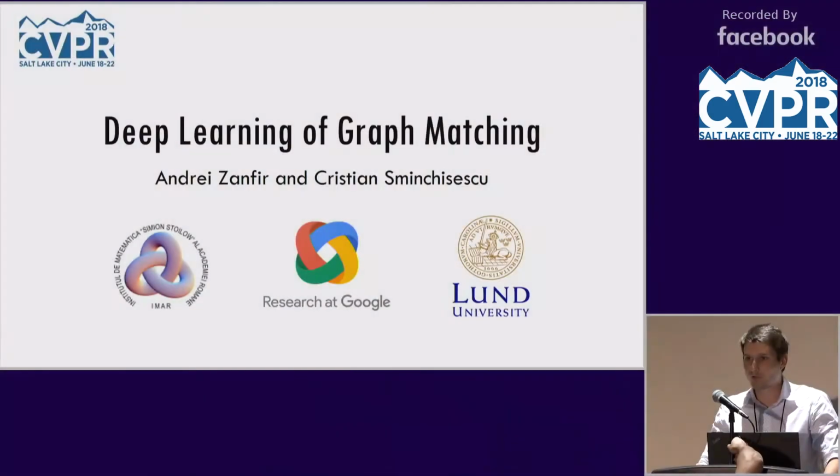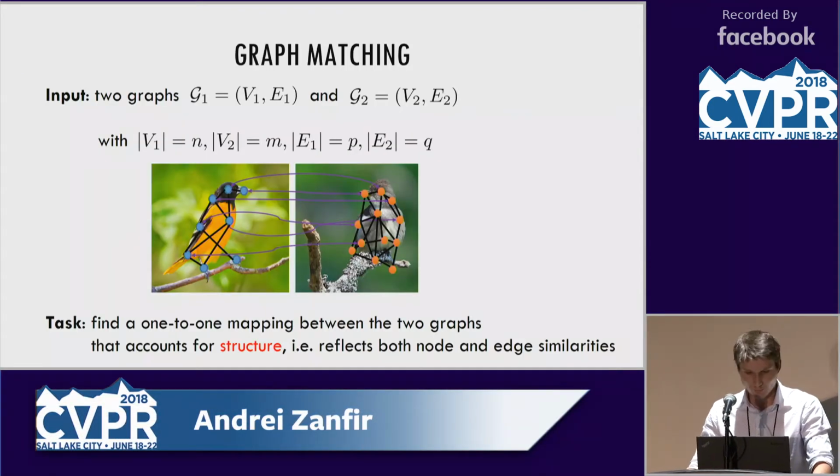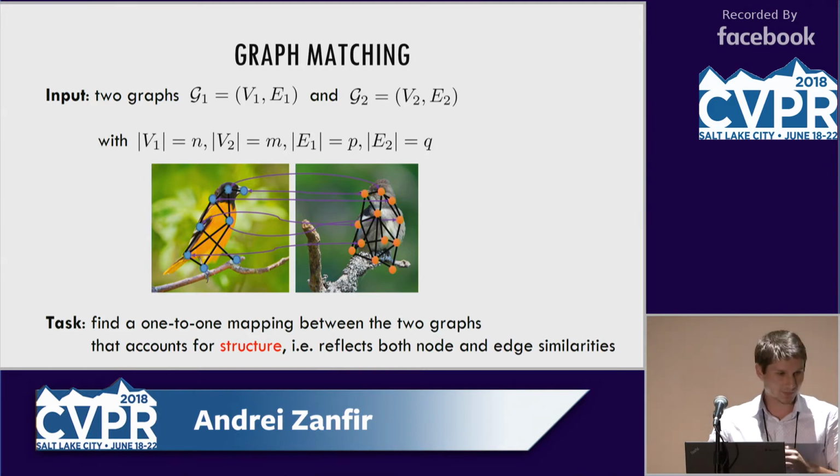Good afternoon, everyone. My name is Andrei Zanfir, and I will present our research on deep learning for graph matching. This is joint work with Cristian Sminchisescu. Graph matching is the problem of computing an assignment between nodes in 2 graphs under structural constraints. We illustrate how graph matching operates by using as an example 2 images of different birds. Our goal is to establish correspondences between the 2 structures.